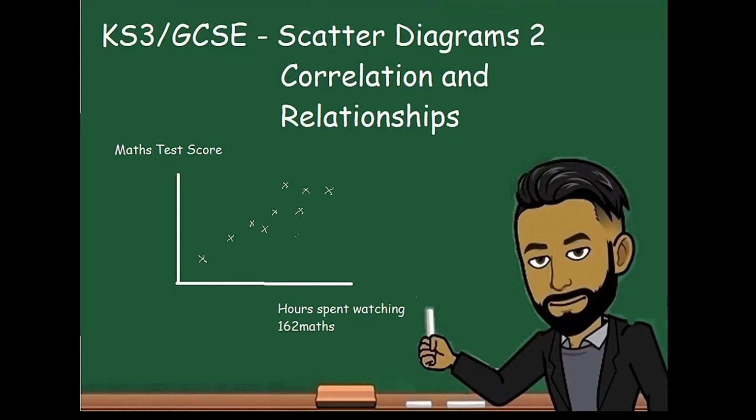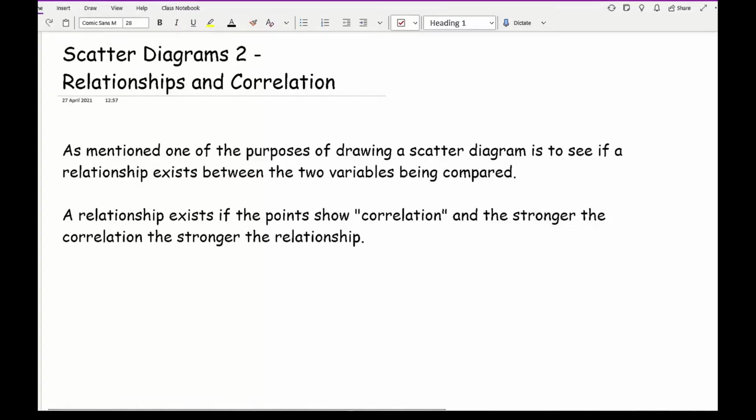So welcome everybody to this latest video on scatter diagrams, in which we'll be discussing correlation and relationships. As mentioned in the previous video, one of the main purposes of drawing a scatter diagram is to see if a relationship exists between two variables when compared. Now, a relationship exists if the points show what we call correlation, and the stronger the correlation, the stronger the relationship.